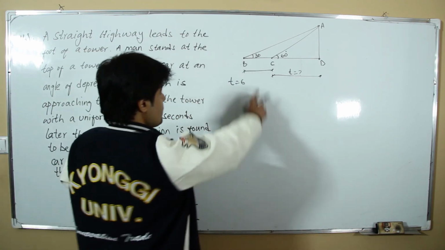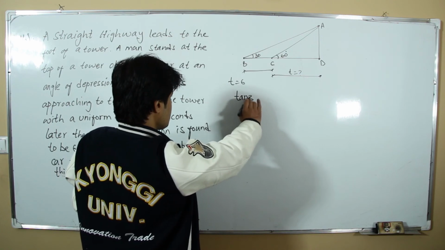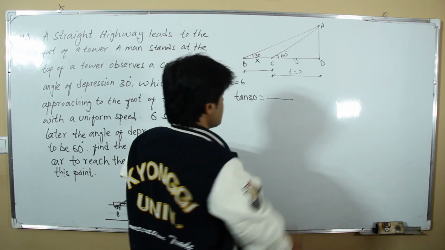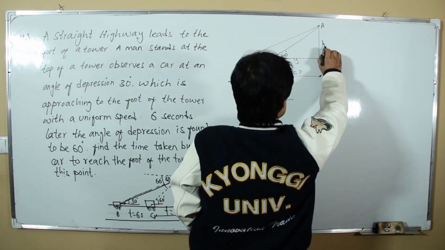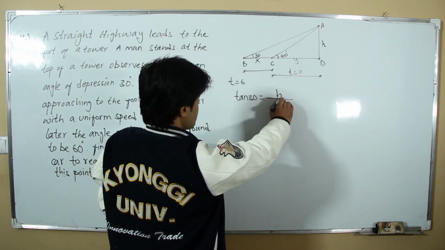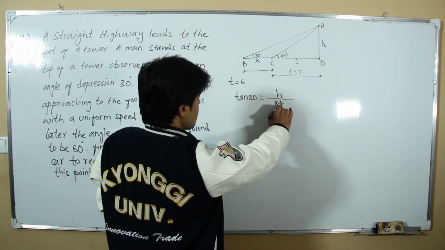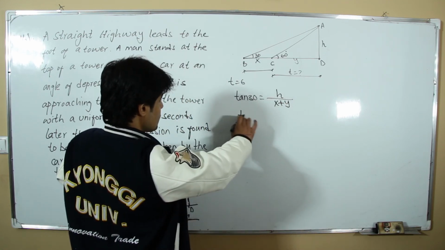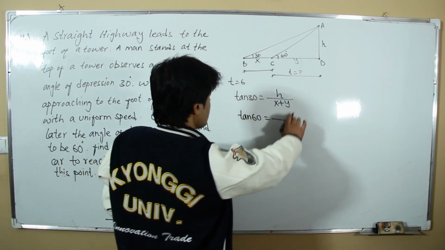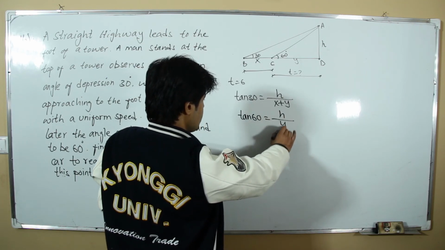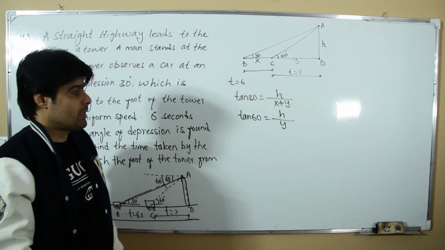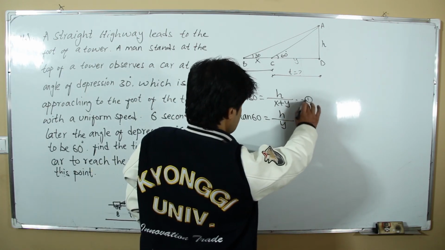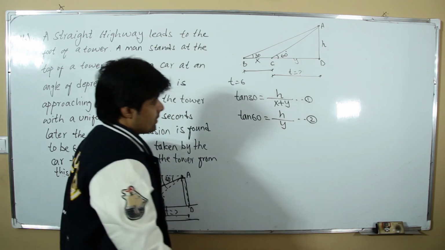Now, if I define tangent of 30, let me put this distance x, this distance as y, and this one as h. It is h divided by x plus y. Am I right or not? Yes. If you define tangent of 60, it is h divided by y. Am I right? Yes. Now, this is your first equation. This is your second equation.